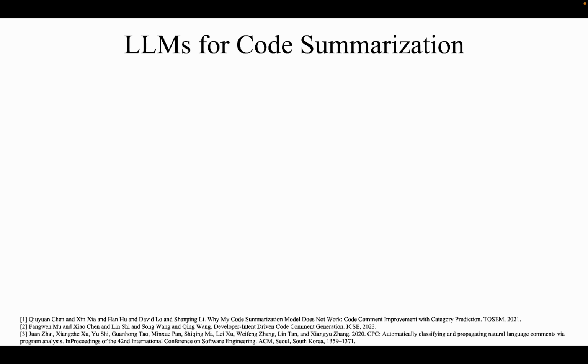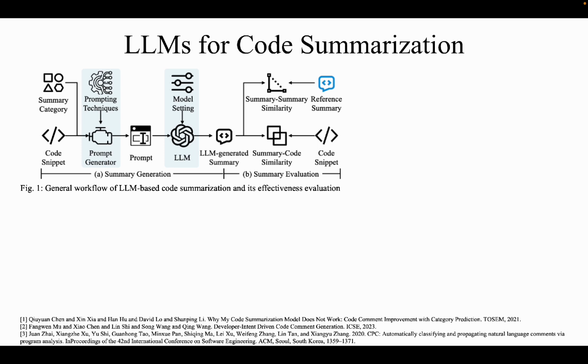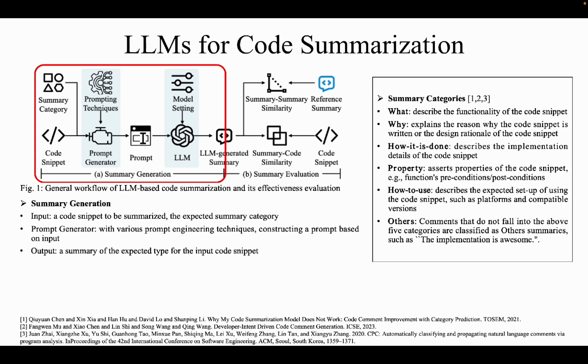Next, let me introduce the application of large language models in code summarization. This figure shows the general workflow, which consists of summary generation and summary evaluation. In the summary generation process, the input consists of a code snippet and the expected summary category. The taxonomy of code comments, which is proposed in previous research, classifies comments into 6 intent-based categories that correspond to descriptions of the code's functionality, design rationale, implementation details, inherent properties, usage instructions, and others.